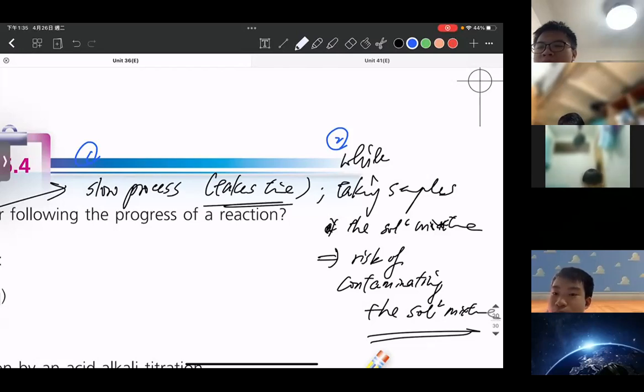How about question 2? For the reaction between propanone and iodine, they will react according to the equation below. Suggest how the reaction could be quenched. How? Just have a recap of today's lesson. How would you quench the reaction? How will you quench the reaction?